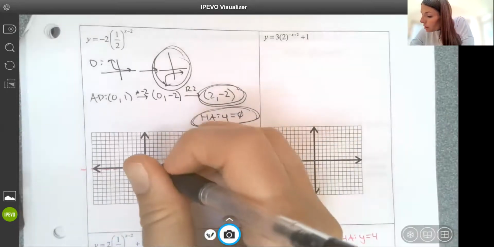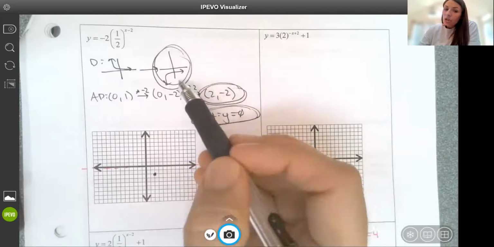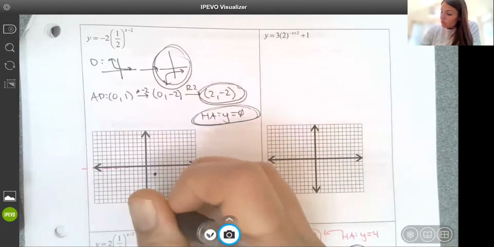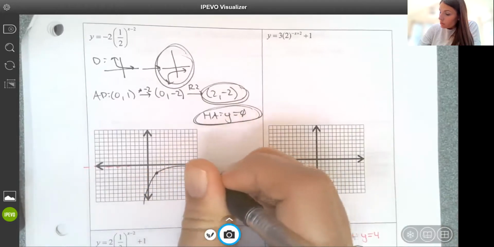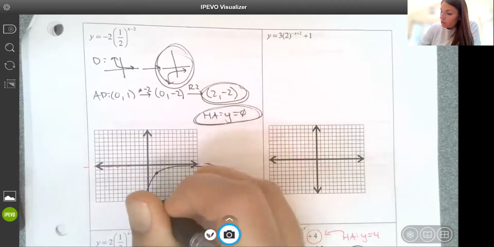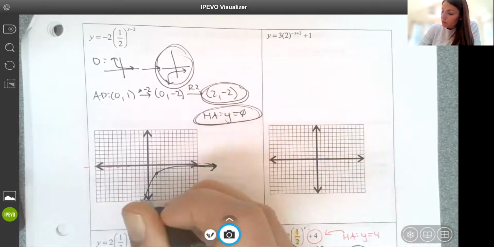And my new anchor point is at 2, -2. And the shape that I'm drawing in through that point, it's right there. Approaching 0, shouldn't have flared back out there. Approaching 0, but not hitting 0.